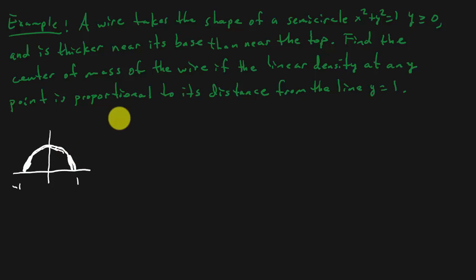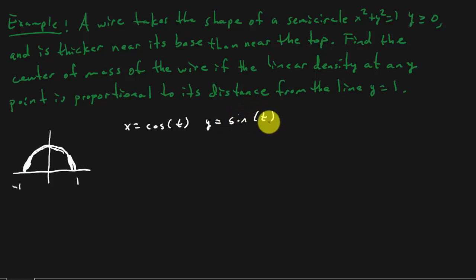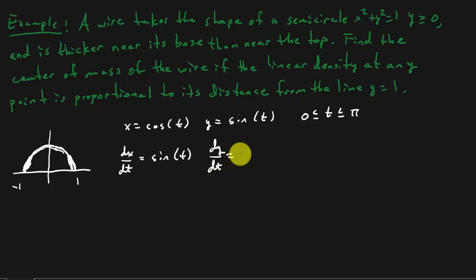All right, so we know we have x equal to cosine t, y equals sine t, and we know that t is between 0 and pi. So we know we're going to need dx/dt, that's negative sine t. And we've got dy/dt is equal to cosine t.